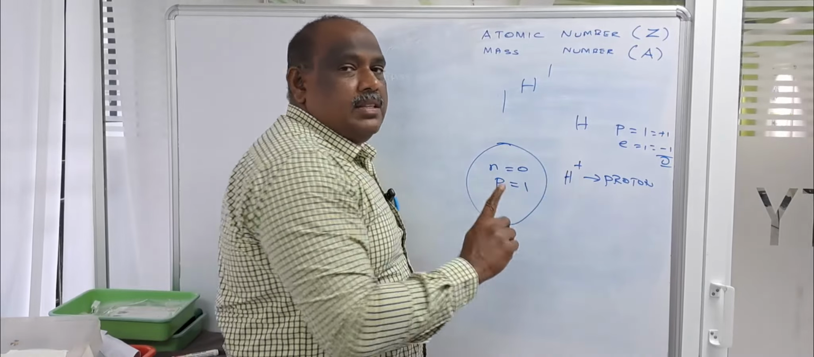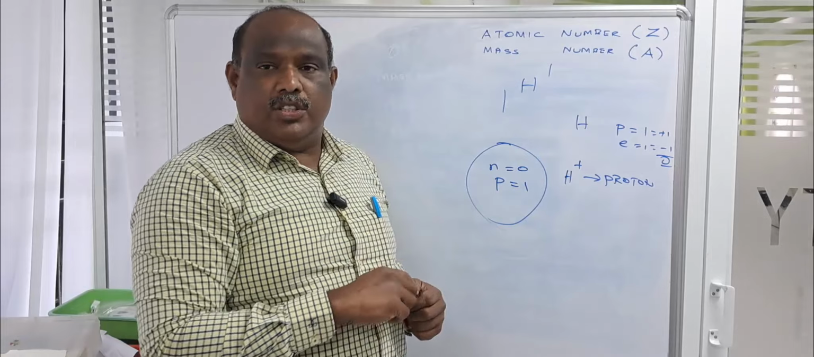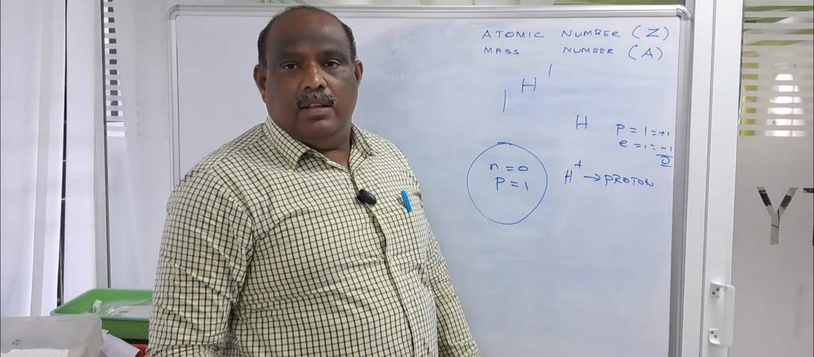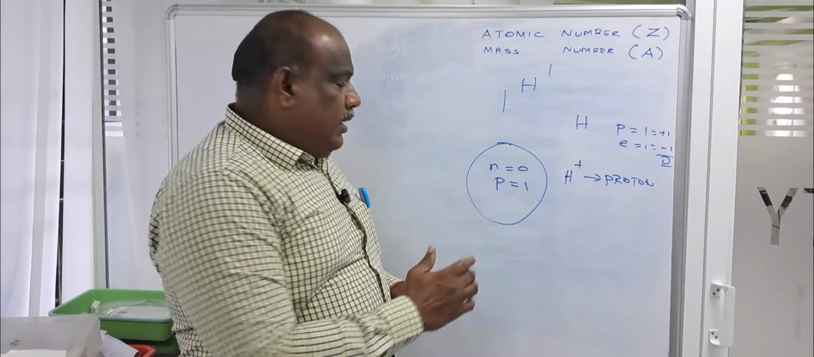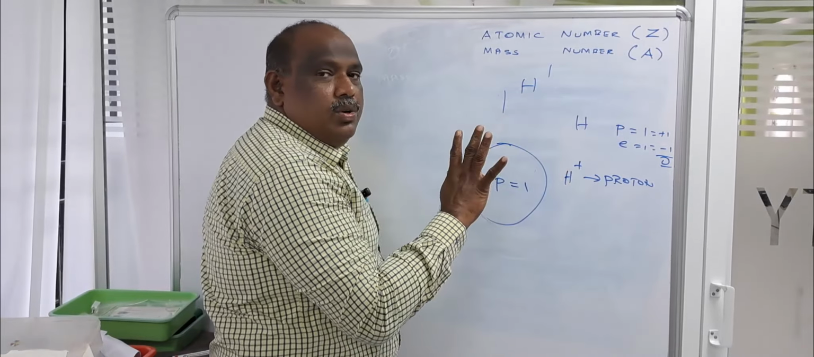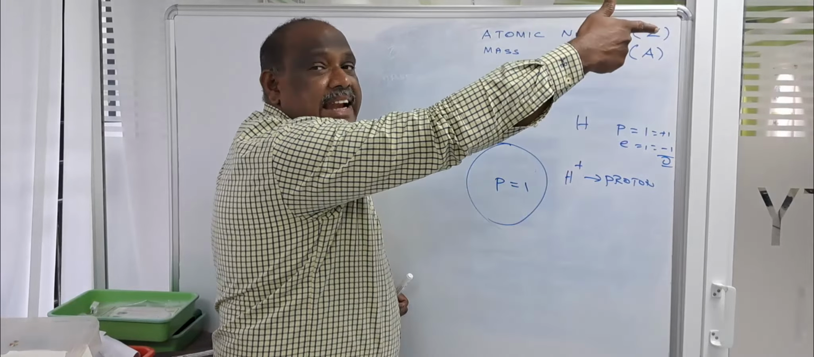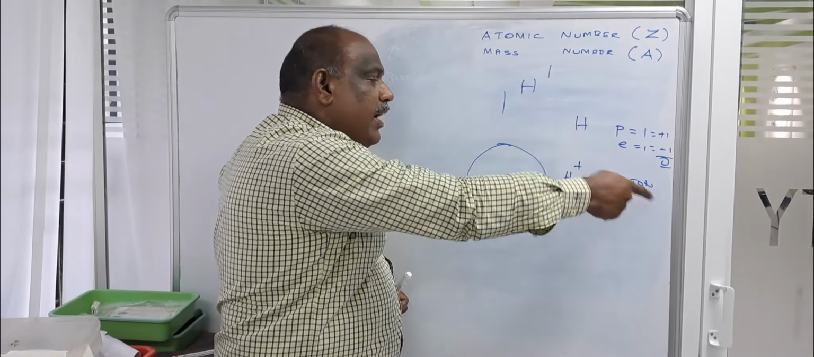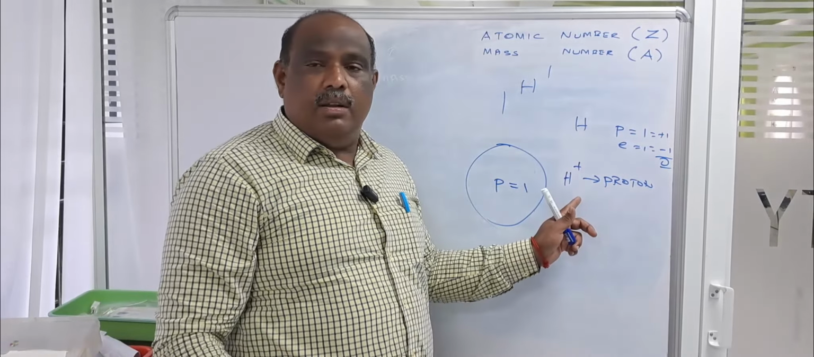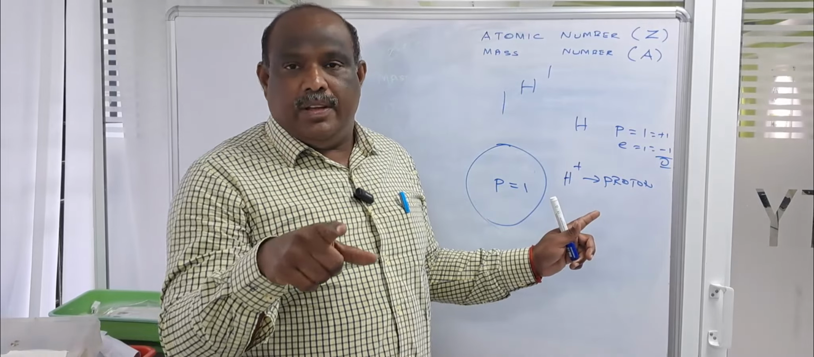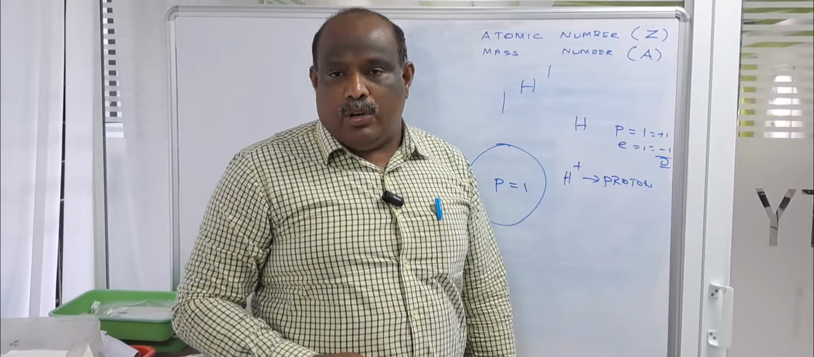Why did I put 1 plus? Because there is only 1 positive charge. There are no electrons, so it's not neutral. It has 1 positive charge. So this is the symbol for a proton. Why am I not telling neutron? Because the neutron is already not there. Neutron is 0 means there is no neutron. There is no electron. There is only 1 proton. This proton came from where? The hydrogen atom. When the hydrogen atom doesn't have an electron, it becomes a proton. But it will have a charge. It is not neutral. It will have a 1 positive charge. So H plus is the symbol for the proton.